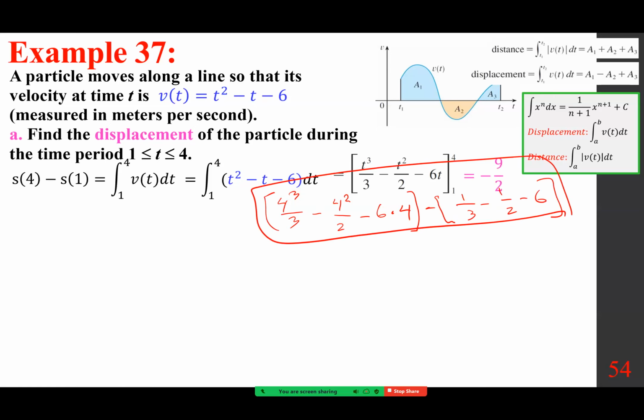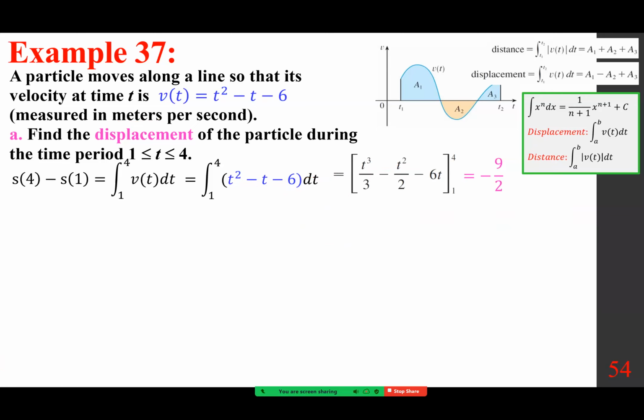What does it mean? It has moved 9/2 of what? Meters towards the negative side, towards the left side. So let me erase the mess. That's the meaning of it. So the particle moved 4.5 meters towards the negative side, which is the left side in this case.